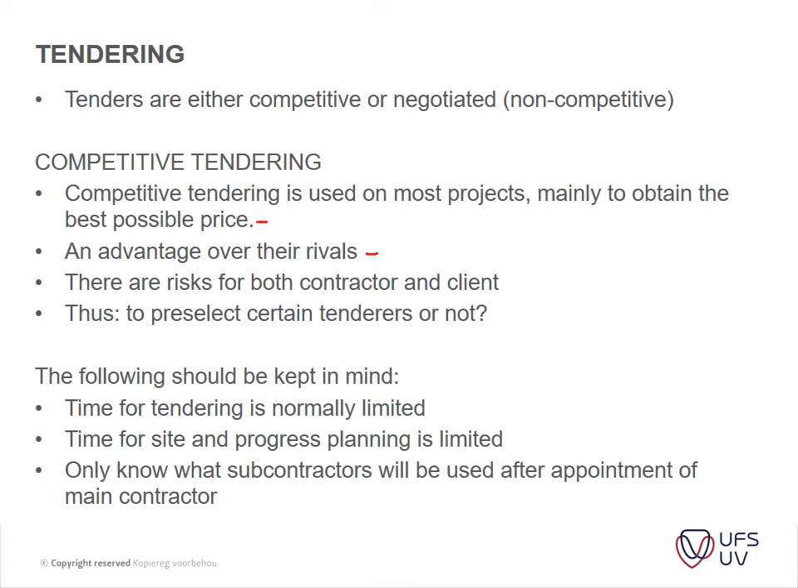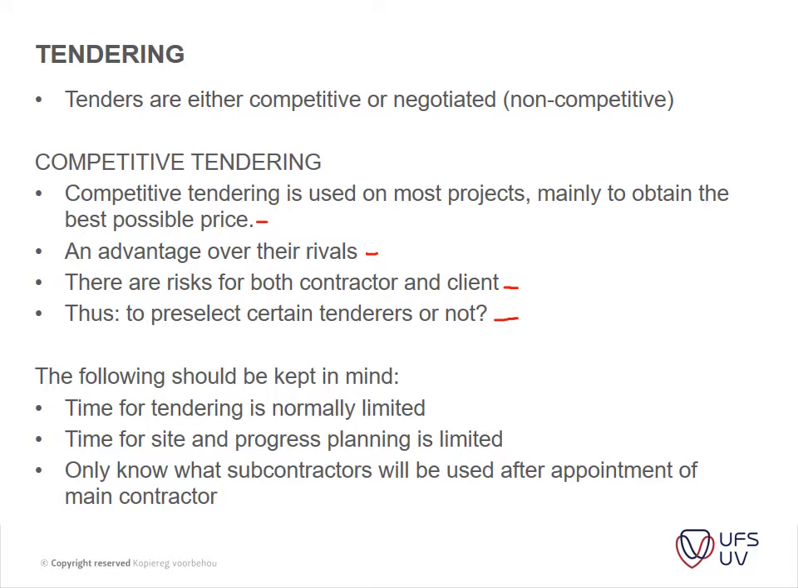There are risks for both contractor and client on these types of projects, and it's elaborated a little bit in your textbooks, and we'll get into that. Thus, to pre-select certain tenderers or not, that is the question. You can still have a combination of negotiations, where you maybe select three tenderers who you think will give you good quality, but you still make it open so that they actually have to compete against each other to get the job.